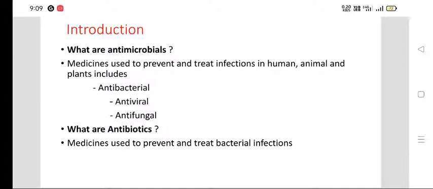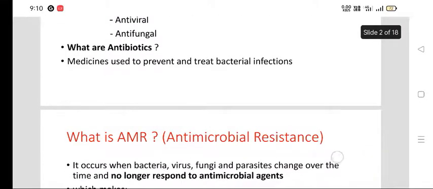Now, what are antibiotics? Antibiotics are the medicines used to prevent and treat bacterial infections. So antibacterials and antibiotics are terminologies which we can use interchangeably.